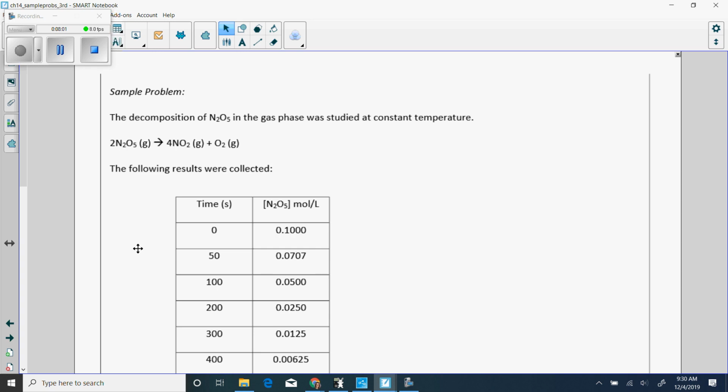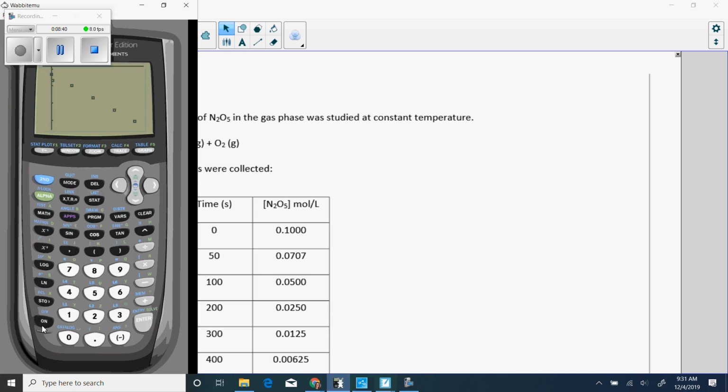Which is K, which is how we're getting K. All right. Turn your button pusher on.